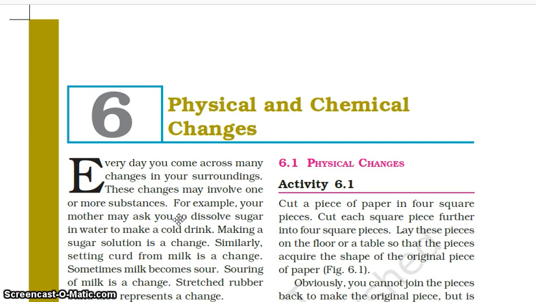We were discussing the chapter physical and chemical changes. This is the sixth chapter of your class 7 science book. So we have discussed the different physical changes and we have seen the activity of a chemical change, which was the burning of magnesium ribbon.